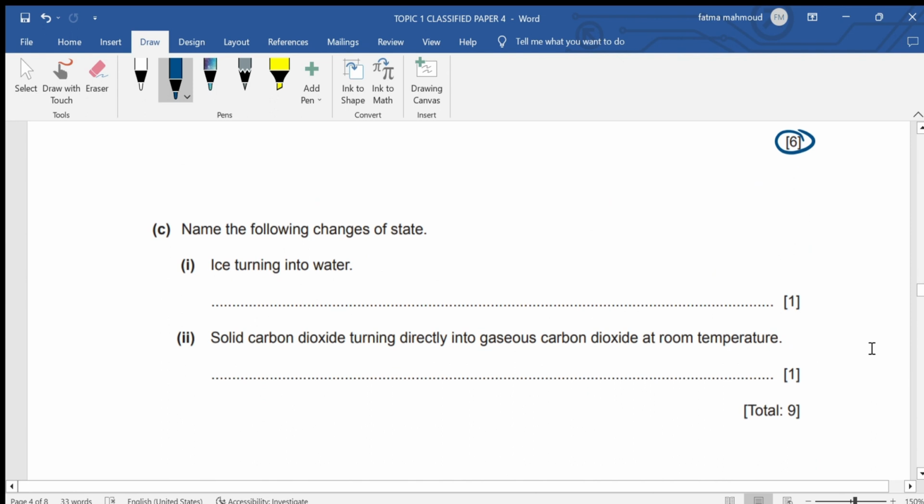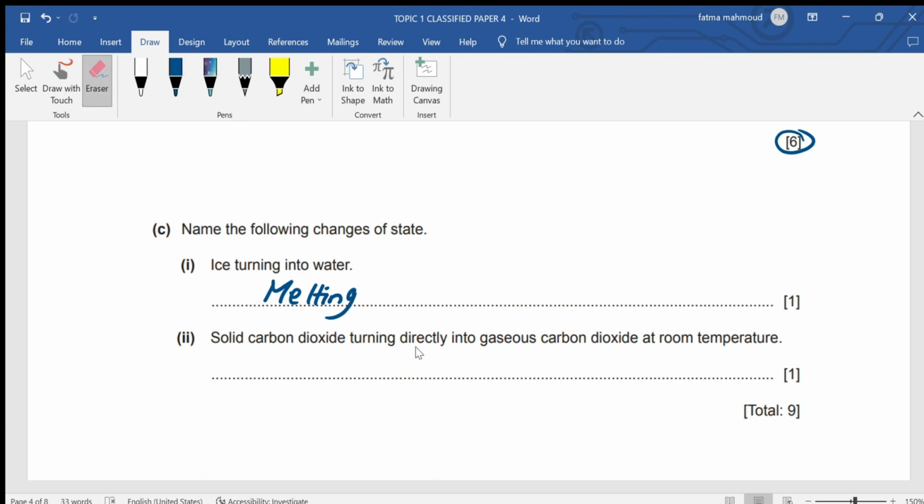Name the following changes of state. Ice into water. Ice melts, so the process is melting. Solid carbon dioxide turning directly into gaseous carbon dioxide. So from solid to gas without passing through the liquid state is named sublimation.